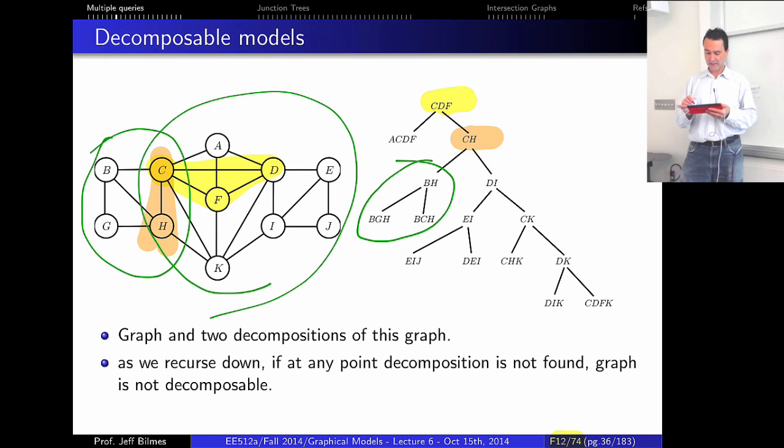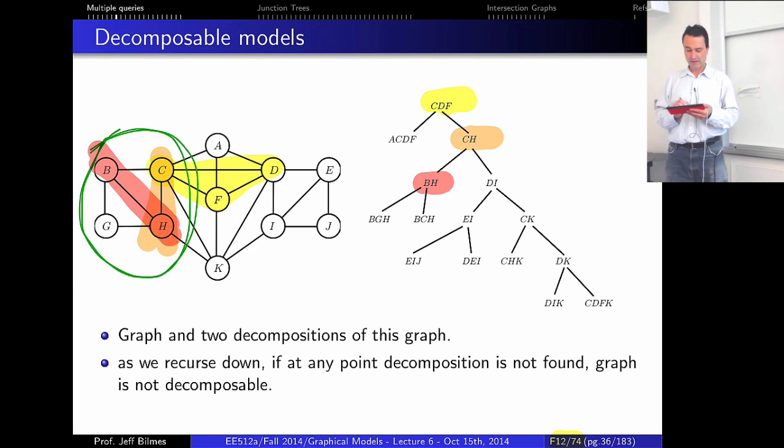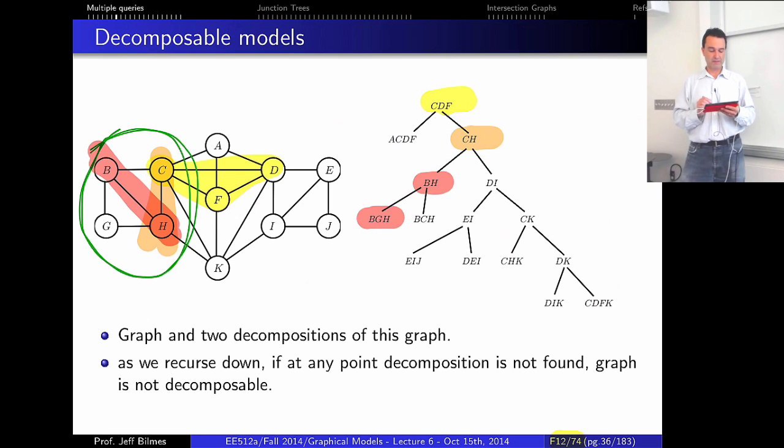So looking just at the left-hand side again, we can see that BCGH over here on the left is not a clique, but there does exist another decomposition based on this separator. So BH separates G from C, so that's another complete separator. And then finally on the left, we've got this clique, BGH, and on the right we have BCH. Those are two base cases, those are cliques.